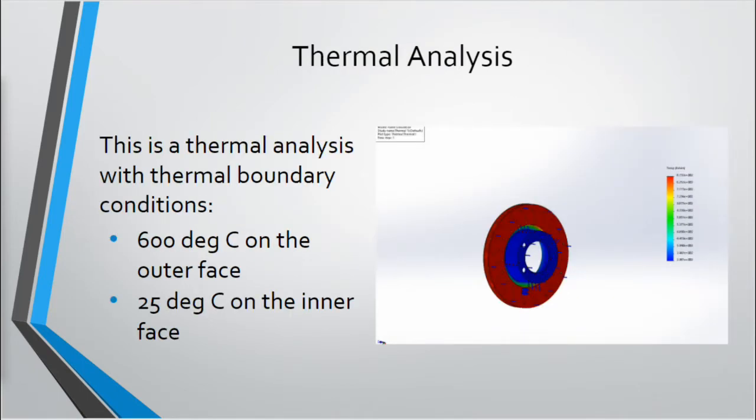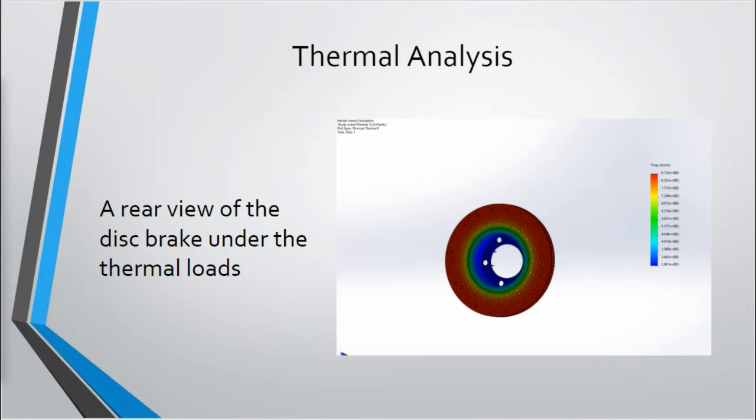This is our thermal analysis with set conditions of 600 degrees Celsius on the surfaces where the brake pads come in contact with the disc and 25 degrees Celsius on the other parts of the disc. 600 degrees Celsius is the operating temperature for a large number of disc brakes. Again, a rear view of the disc brake under those thermal loads.